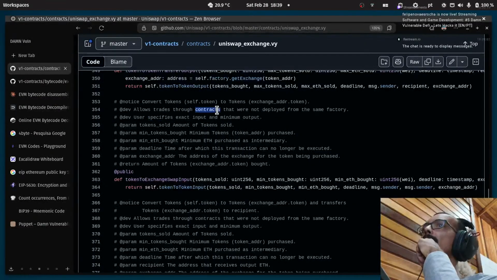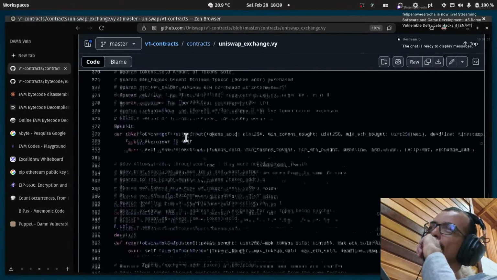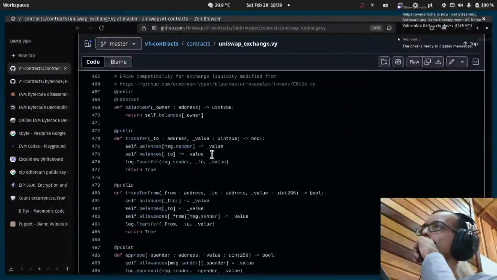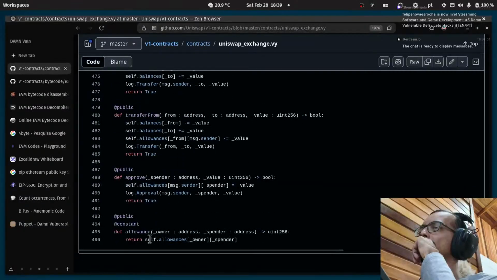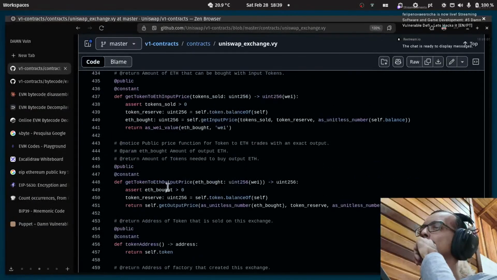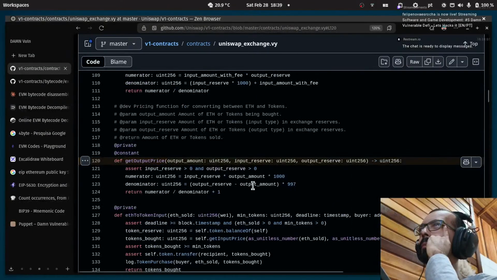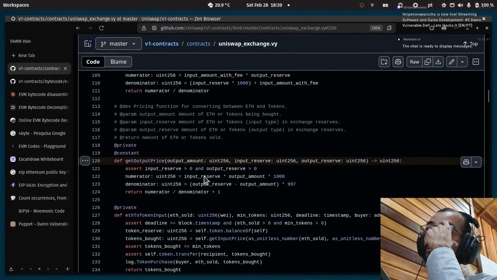All trades through contracts that were not deployed from the same factory. Strange. Approved. Public price function for token to Ethereum trade with exact output. I'm going to call getters that do the calculation for reserves.